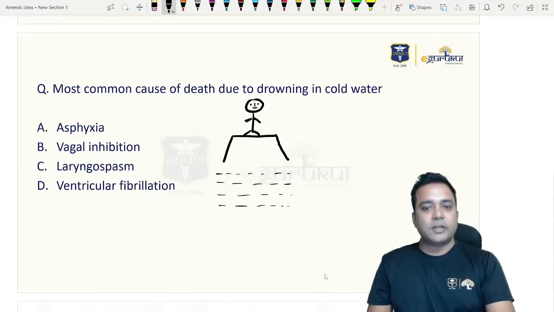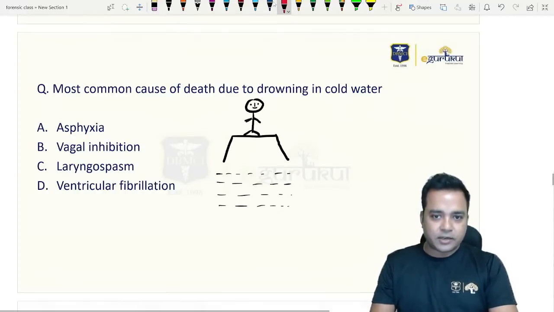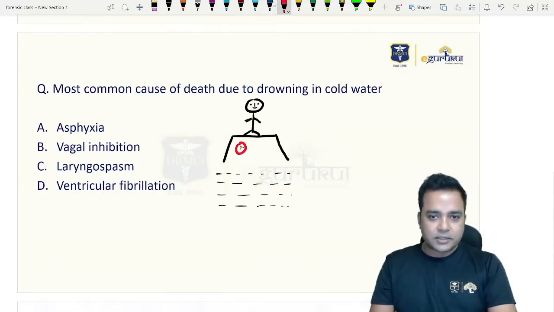He fell down in an attempt to commit suicide. He jumped from the bridge. There will be one scenario where he is between the bridge and the river.